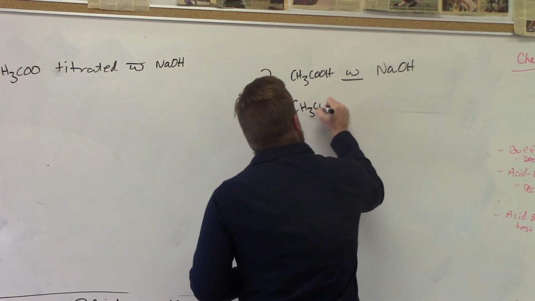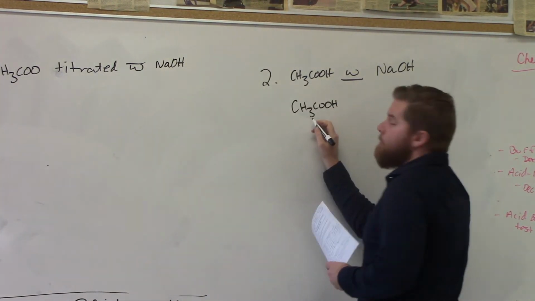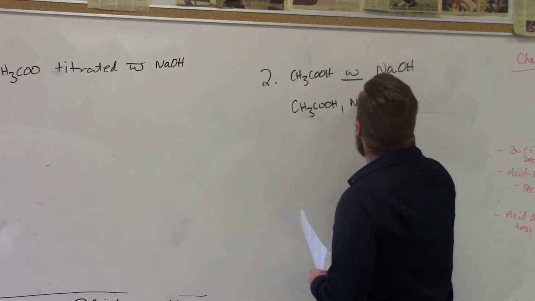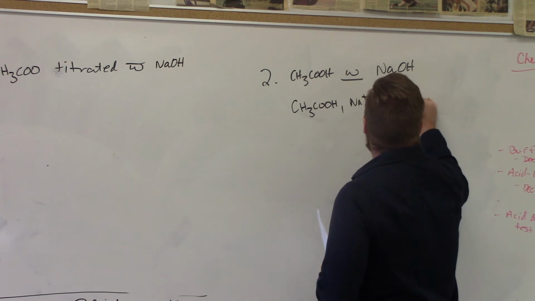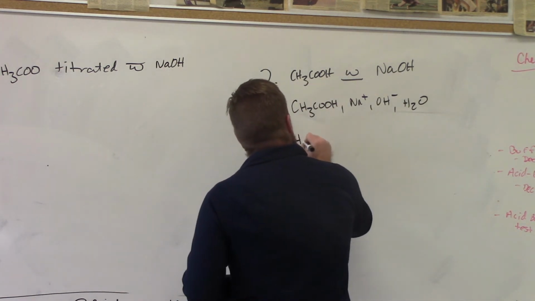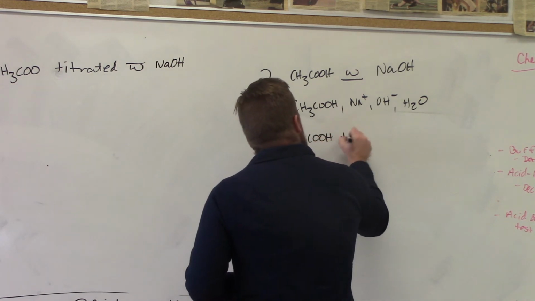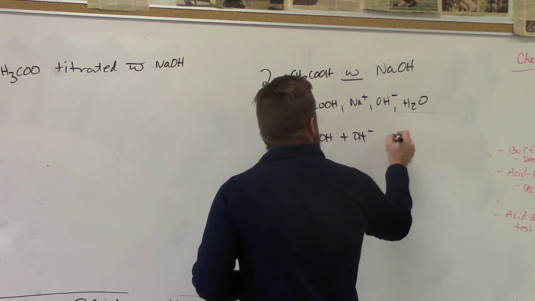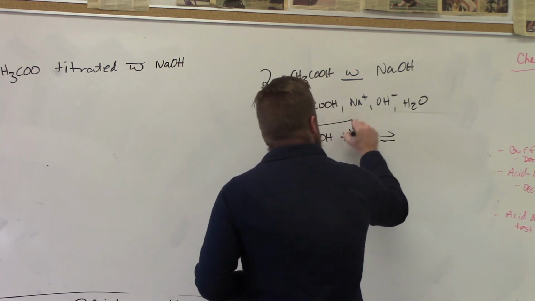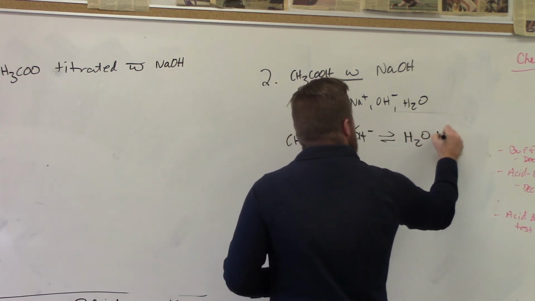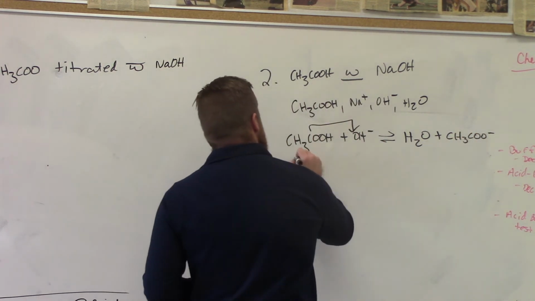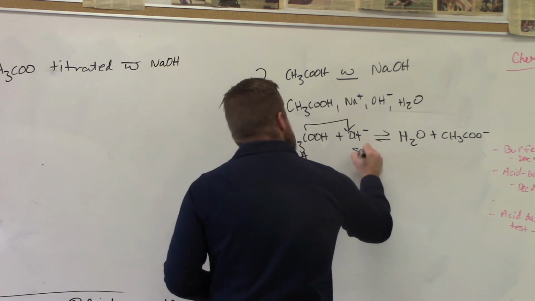We have acetic acid. So this is on my acid-base chart, right? So I don't break that up. I have Na+, OH-, and H2O. So this one is CH3COOH plus OH-. And what this makes is, right, that's the acid, this makes H2O plus CH3COO-. So this is a weak acid and a strong base this time.